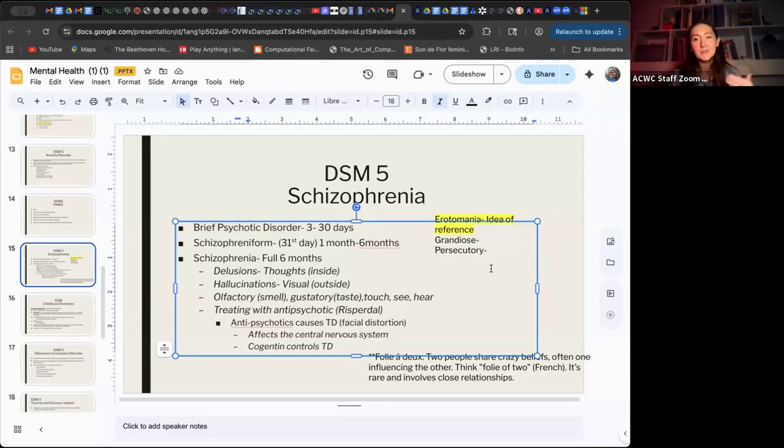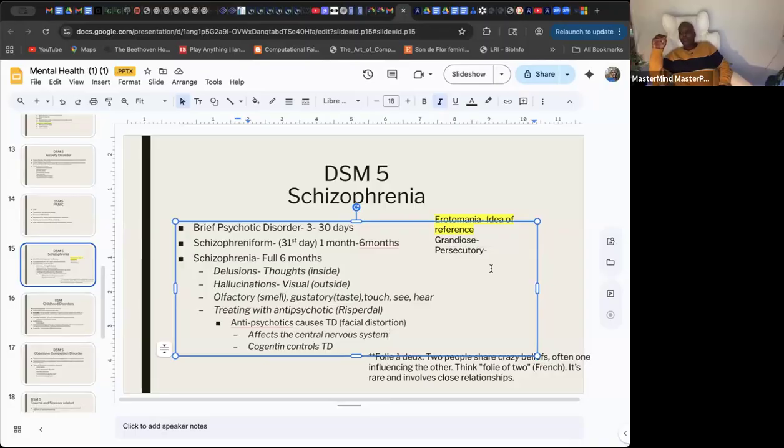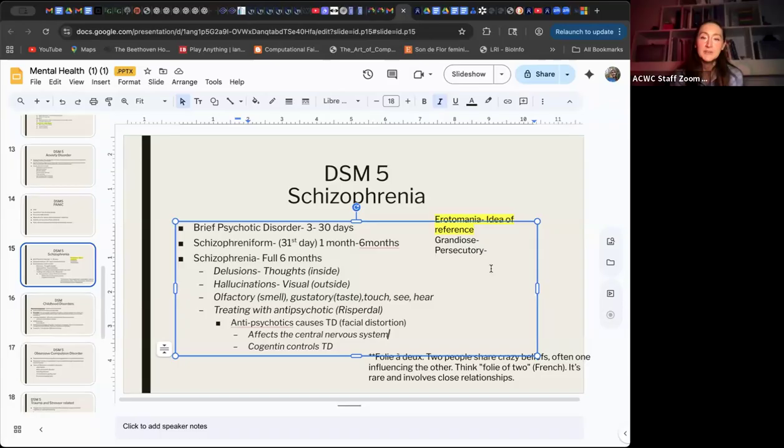Does anyone have any idea what the idea of reference would mean with erotomania? If someone's having a delusion stemming from erotomania, what do you think the idea of reference would mean? It's like maybe if you see something on TV and they mention something, you think that message is for you. They're talking to you directly. Totally. Thank you, Master Frank.